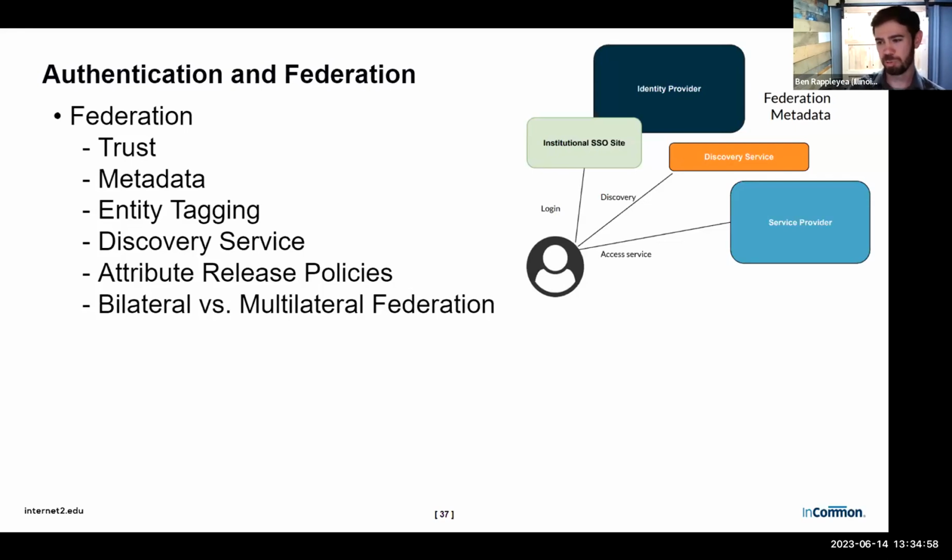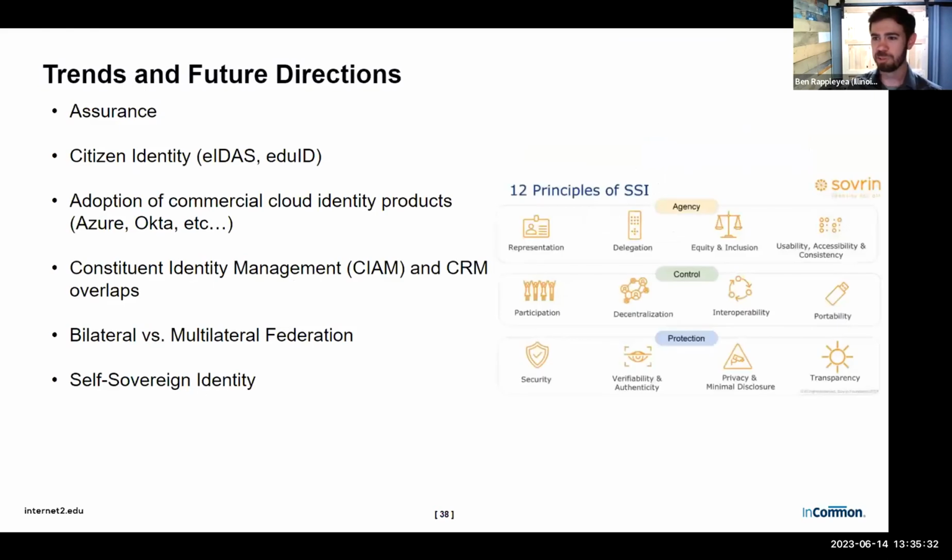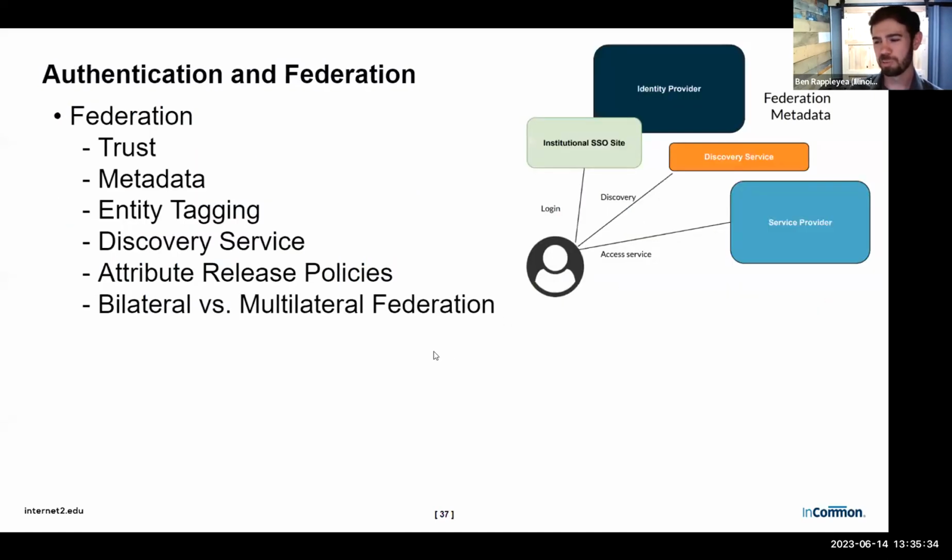InCommon, for example, uses this. When I was signing up initially, I had to select that I was from Illinois State University and that we were part of the InCommon group. And it gave me the ability to log in using my Illinois State University username and password. That was terrific because that meant that I didn't have to create a new account, that they already knew that I was a legitimate person and that I was authorized to access it. And we move on here. I also want to hit on bilateral versus multilateral federation in this sense.